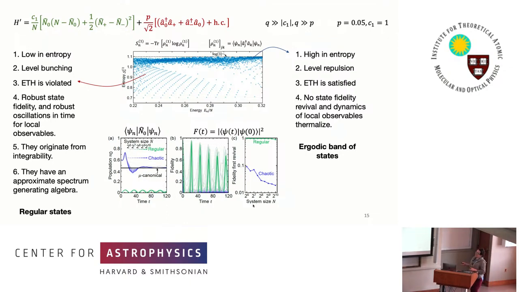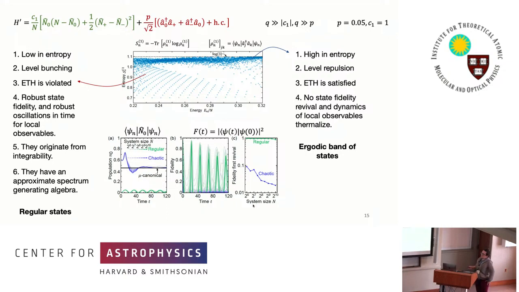On the other hand, there are these other regular-looking states. Their numbers are much lower compared to these ones. But their properties are also pretty different. So they're low in entropy. They show level bunching. That means they're not chaotic. They don't actually thermalize. In fact, if we initiate the dynamics on these states, we see these robust oscillations in the observable dynamics with very large fidelity of the time-evolved state with respect to the initial state.